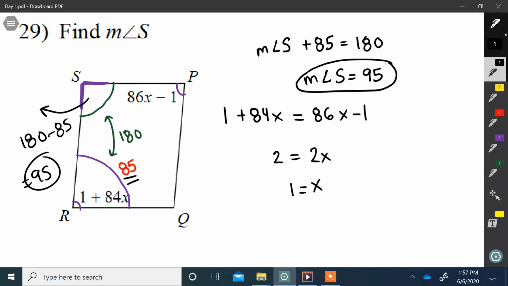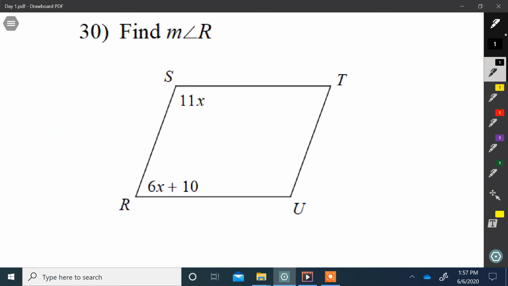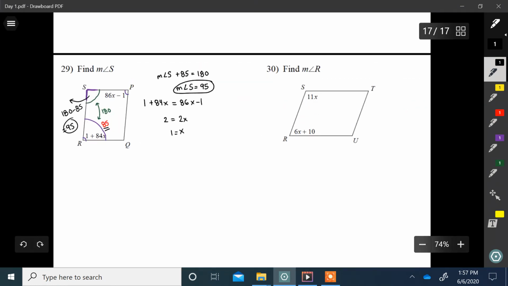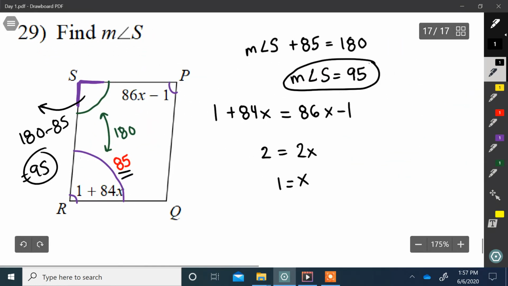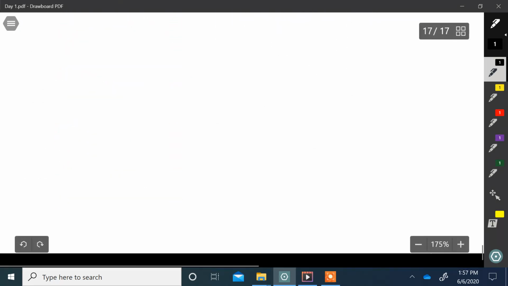Okay? And this one is very similar, so we're not gonna go over that one. All right, very good, guys. So with that, that's all we have for parallelograms.